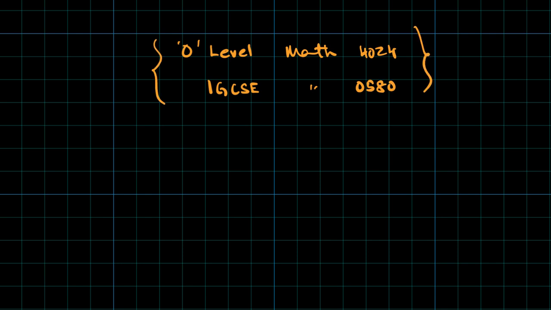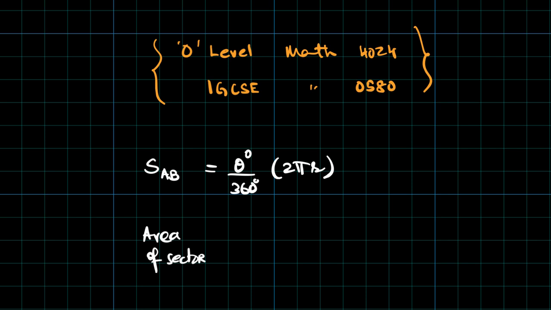So now let's go to the basics of O-level math or IGCSE. So it's either O-level math 4024 or IGCSE math 0580 or any other similar syllabi. What we have studied is that arc length AB is theta over 360 degrees into 2 pi r, and we have studied area of sector. That is equals to theta over 360 degrees into pi r square.